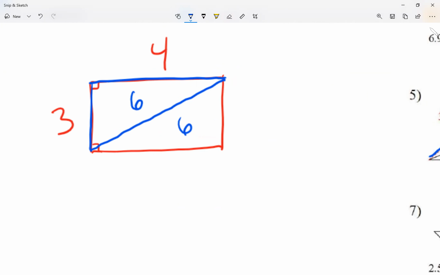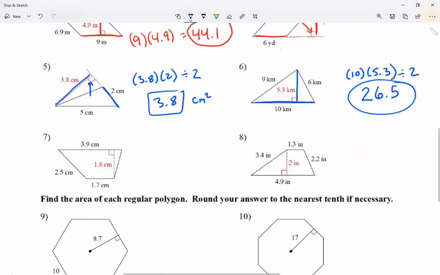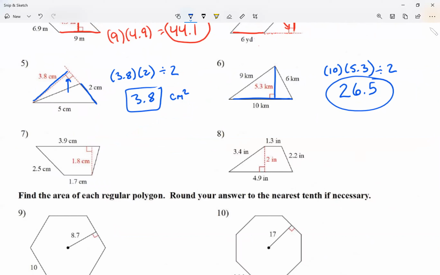But a triangle, you can see the triangle now in blue. The triangle is half of a rectangle. So when we multiply the two numbers that make the 90-degree corner, that's a rectangle. We end up dividing by 2 because a triangle is half of a rectangle. That's why on questions number 5 and 6, notice for each of them, I multiplied the two numbers that make the 90-degree corner, and then I divided by 2. Again, divide by 2 because a triangle is half of a rectangle.